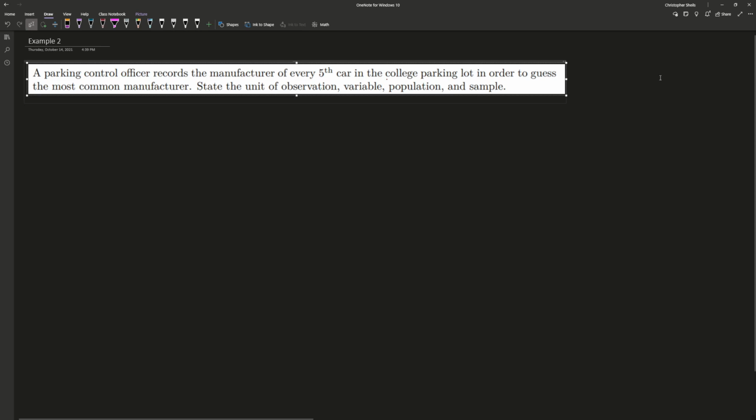In this example, we're asked, a parking control officer records the manufacture of every fifth car in the college parking lot in order to guess the most common manufacturer. State the unit of observation, variable, population, and sample. We're also going to state the parameter and the statistic. So here, our unit of observation is one car in the parking lot. Unit of observation is going to be a car in the college parking lot.